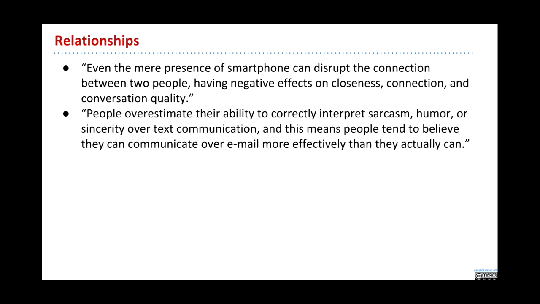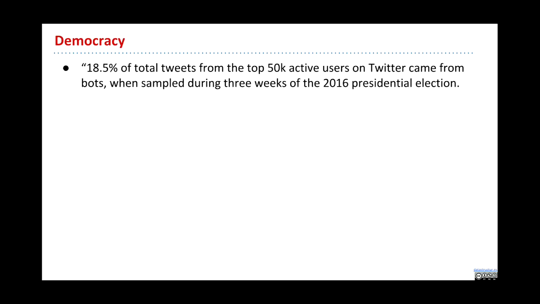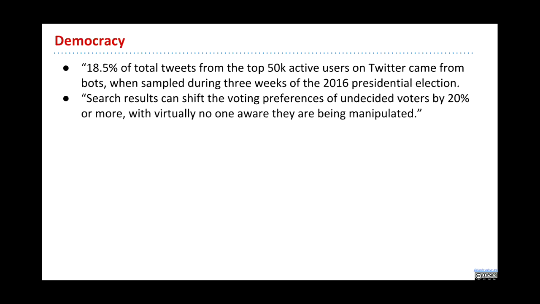This is another interesting one. I find that text communication often goes sour. And so they say people overestimate their ability to interpret sarcasm, humor, or sincerity. This means people tend to believe they can communicate more over email. But I have found as an adult that when there's something dicey, I try to talk in person or at least by phone, because in text, it goes wrong sometimes. Democracy, another pretty interesting one. 19%-ish of total tweets from the top 50,000 users on Twitter were from bots when sampled during the final weeks of the presidential election.